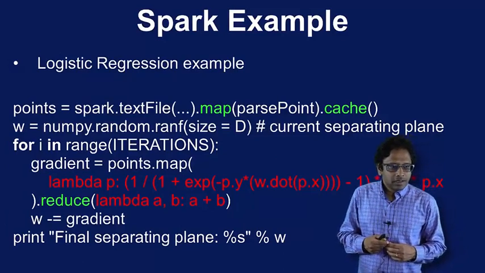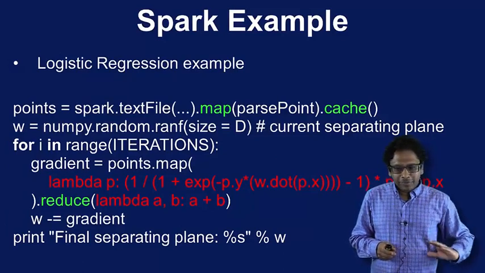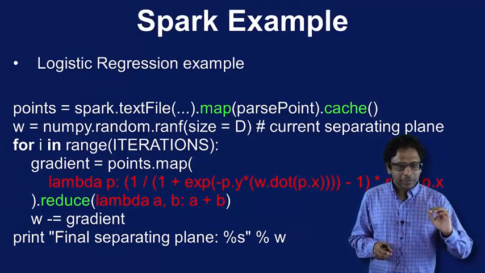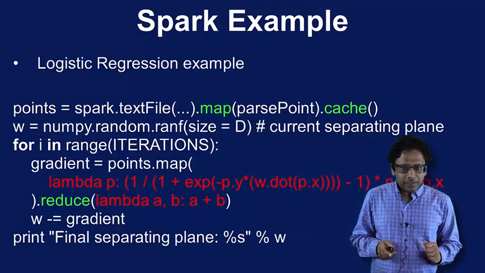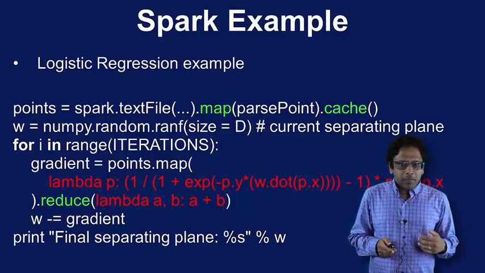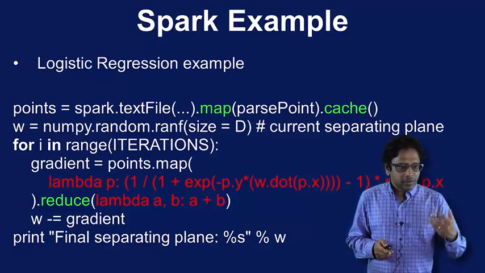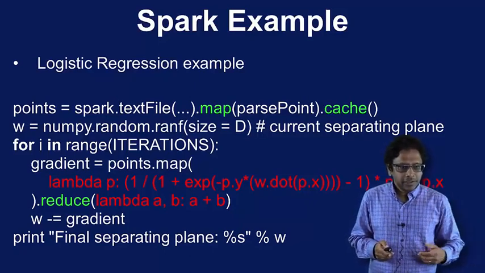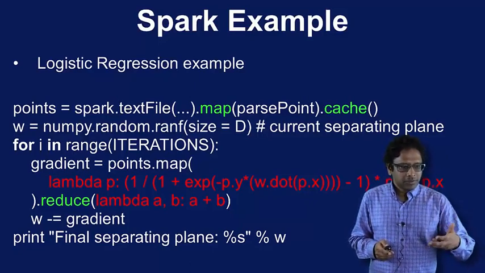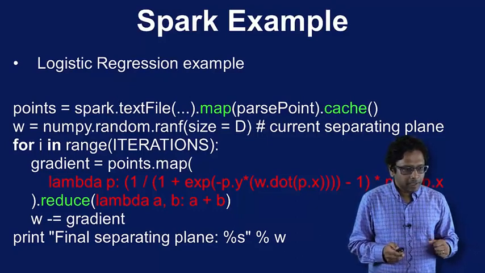So let's look at a simple example of a logistic regression. If you're not familiar with Python, that's okay. I'm just going to point out a few things in this example. This example, as I mentioned, is written in Python. All we are doing is an iterative machine learning algorithm, which is going through the same data set of points through a MapReduce process. And it's basically trying to find an optimal gradient.